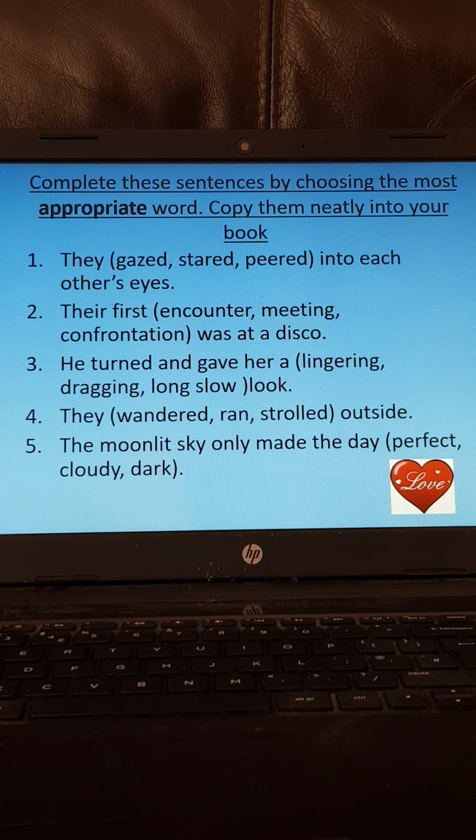For number 4, you could have had they wandered outside or they strolled outside. Both of them quite a slow walk. You can imagine the couple hand in hand. They ran outside: not quite such a romantic image that we're creating there. And number 5, the moonlit sky only made the day more perfect. It would also make the day probably a bit more cloudy and dark, perhaps, but we want it to sound romantic, so we'll go for the word perfect there.